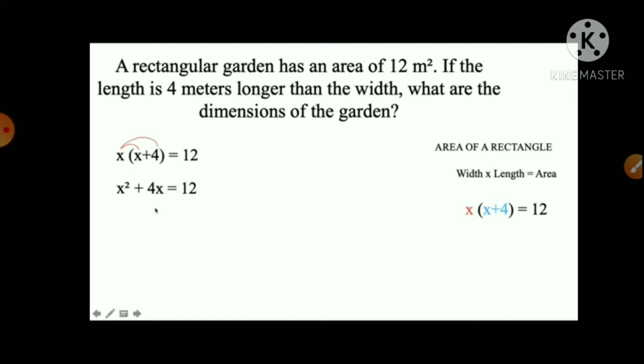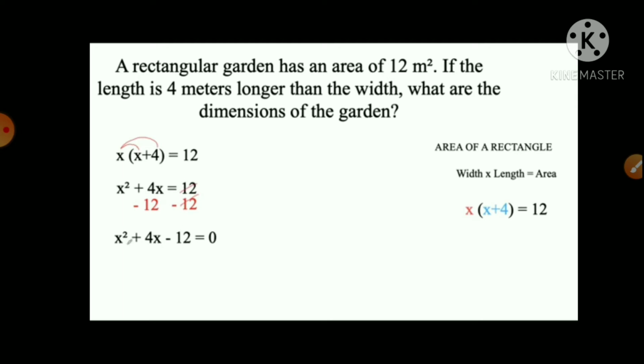Now, we want to rewrite this into ax squared plus bx plus c is equal to 0 so that we can factor this. So we're going to do that by subtracting 12, or adding negative 12, to both sides because we want this to become 0. So minus 12 to both sides. Then this one becomes x squared plus 4x minus 12. Then on the other side, we eliminate this, 12 plus negative 12 is equal to 0. It is just another way of transposing positive 12 to the other side, where it becomes negative 12.